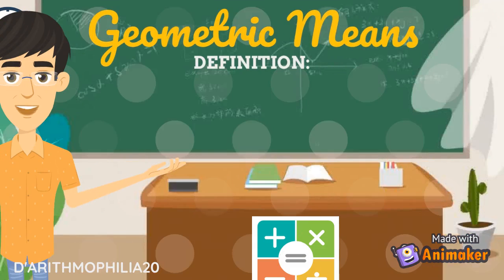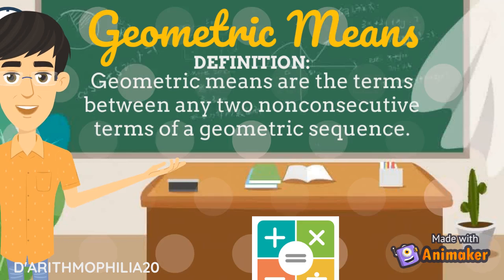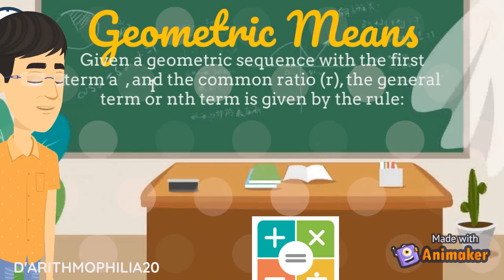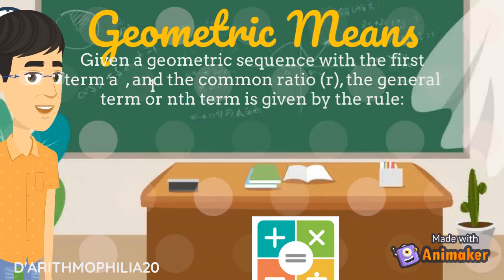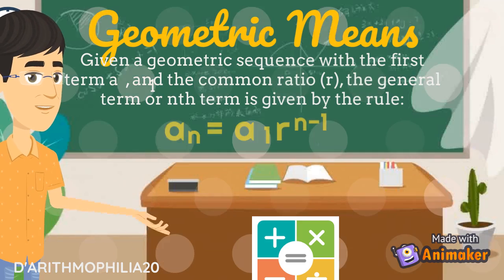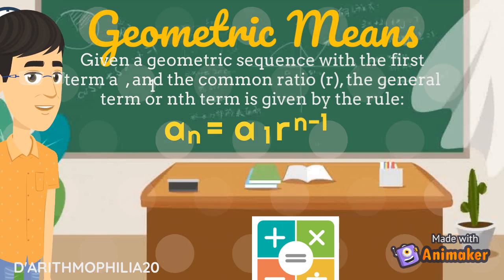When we say geometric means, these are the terms between any two non-consecutive terms of a geometric sequence. So, given a geometric sequence with the first term, a sub 1, and the common ratio, r, the general term is given by the rule a sub n equals a sub 1 times r raised to the power of n minus 1. This time, for us to better understand this concept, let's consider the following examples.